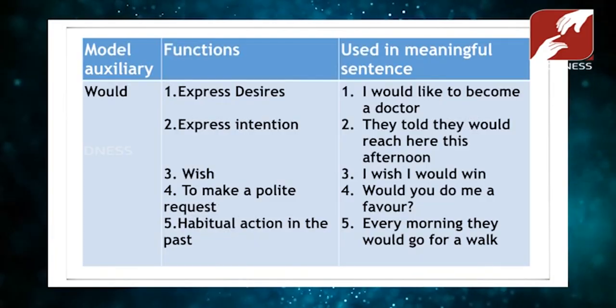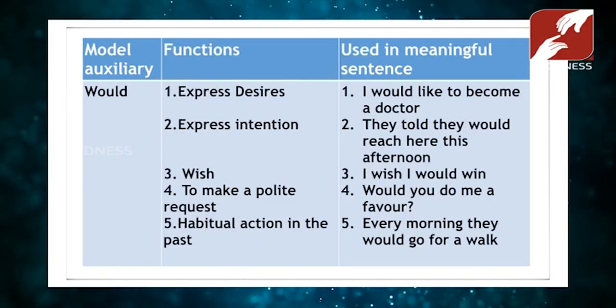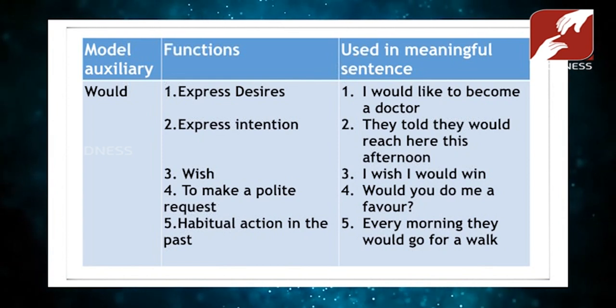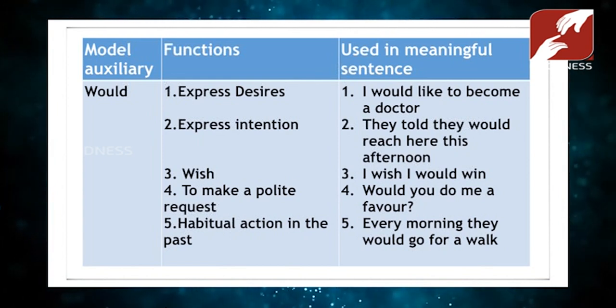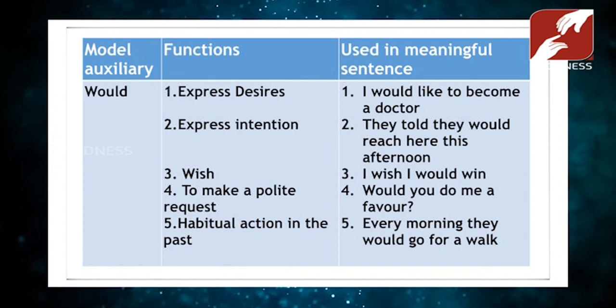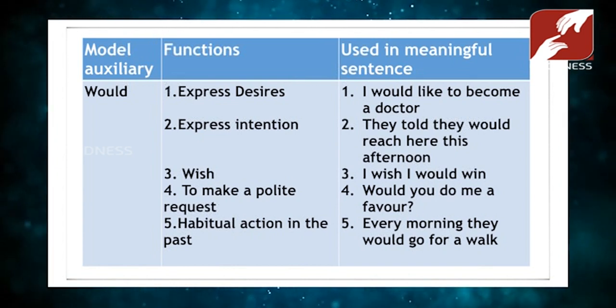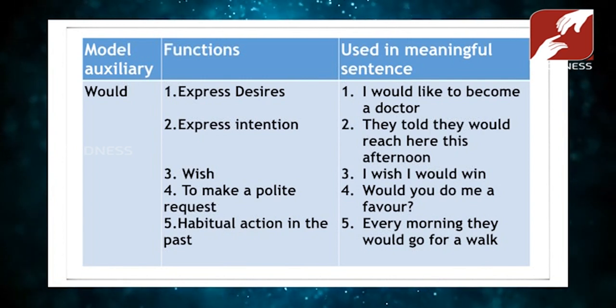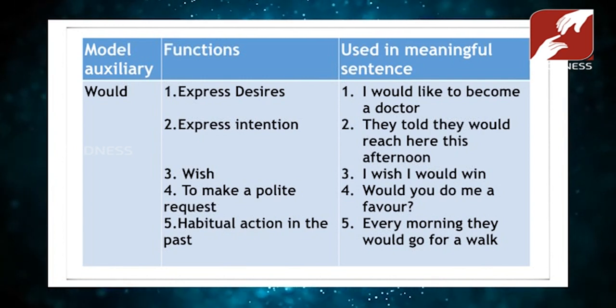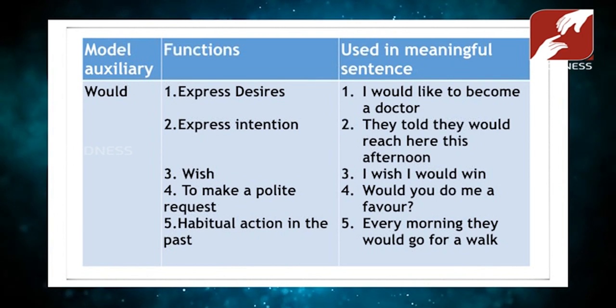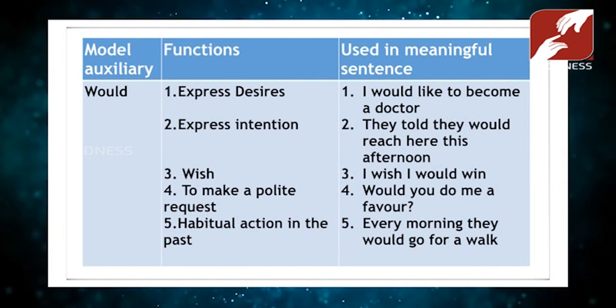Third one is to make a wish. See, we all have some sort of wishes or desires, isn't it? Yes, and this would can be used to express some wishes. For example, I wish I would win. I wish I would go there. All these are the examples of modal auxiliary would.